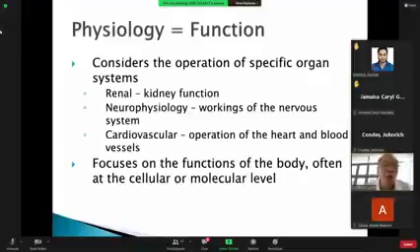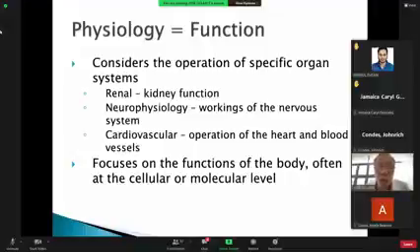So neurons control all the other parts of the body. That's why neurophysiology is also a very important aspect in physiology, the workings of the nervous system in coordinating all the other parts of the human body. The cardiovascular system also responds to the neurophysiological mechanisms. Operations of the heart and blood vessels respond to the nervous control and endocrine control also. So physiology focuses on the functions, often at the cellular and molecular level.